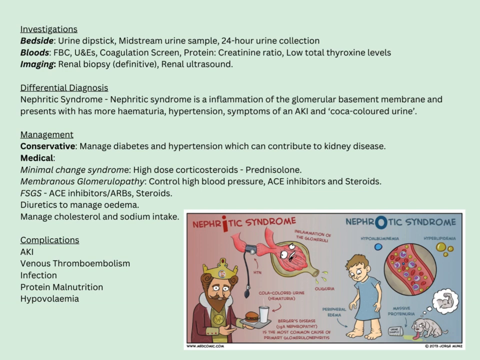For bloods, we can particularly look at the patient's U's and E's, their coagulation screen to check for hypercoagulability, their protein to creatinine ratio, and they should also have low total thyroxine levels in nephrotic syndrome. The most definitive investigation is usually a renal biopsy.